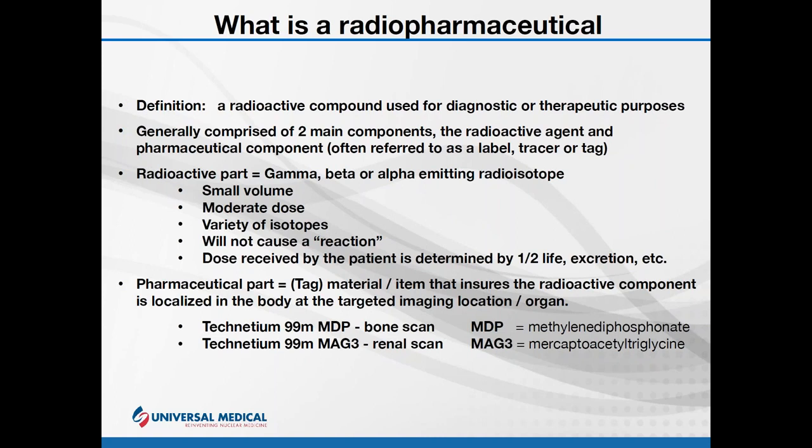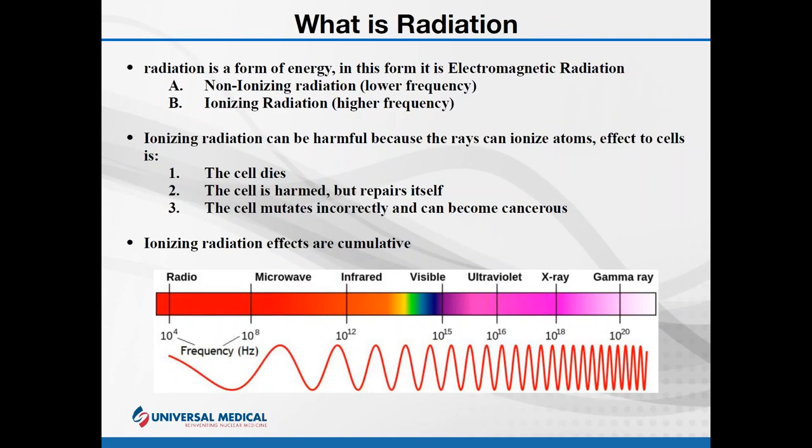For those of you who like big unpronounceable words, I've included the technical names for the mag-3 and the MDP down there. So let's go on and describe radiation as it's used in nuclear medicine. Radiation is just a form of energy. And in this case, we're talking about gamma rays primarily, and so we're referring to electromagnetic radiation. In the graph below, we can visualize the forms of electromagnetic radiation, and we can categorize them. Radiation has 2 larger categories.